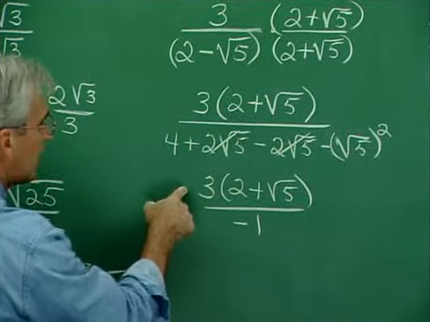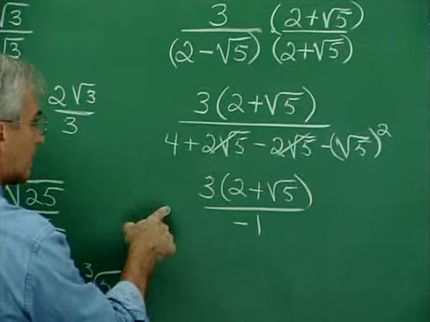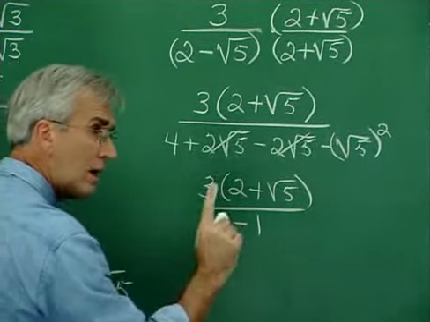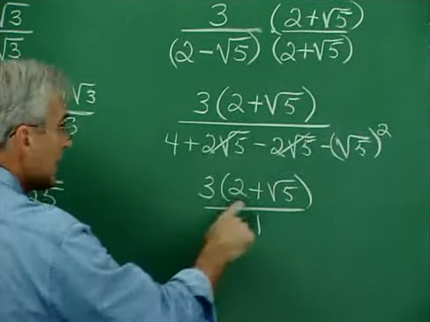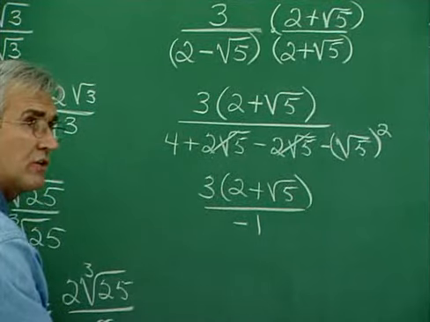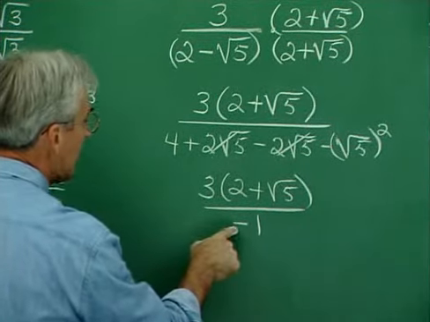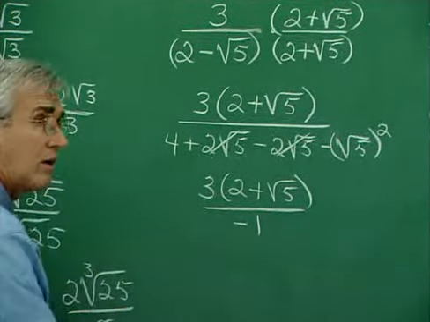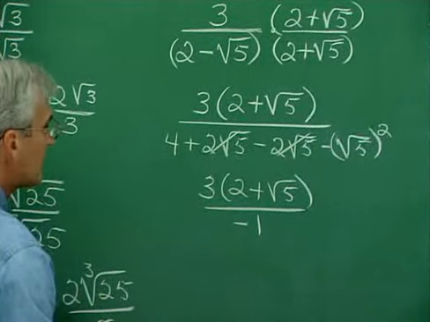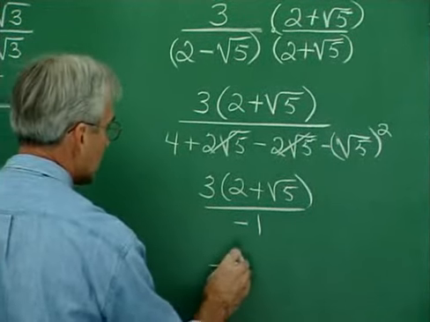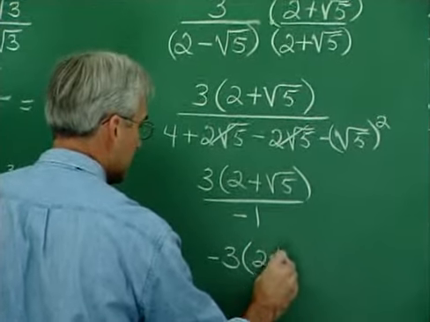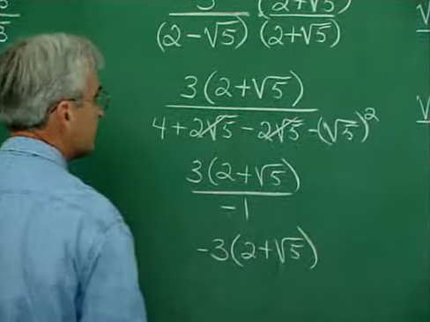We have the sign of the numerator, the sign of the denominator, and the sign of the fraction itself. If we have one minus sign, you see, then it can float to any of those 3 positions. And here it's convenient to allow the minus sign to float to the numerator just to write it in a little bit simpler form. So we have minus 3 times 2 plus the square root of 5 as the answer.